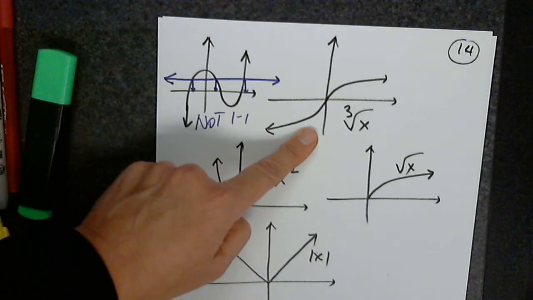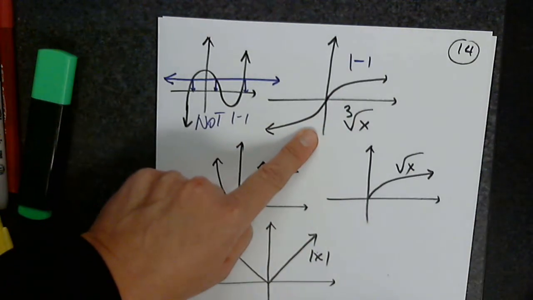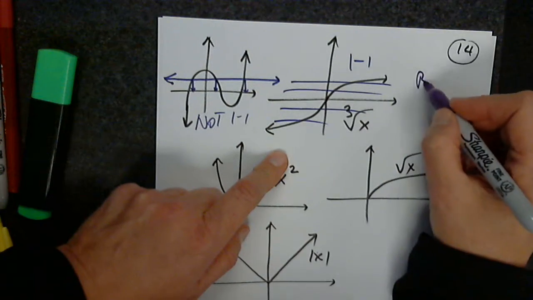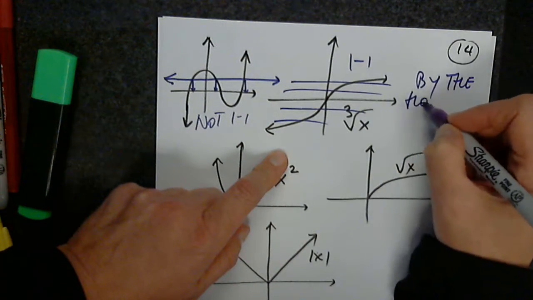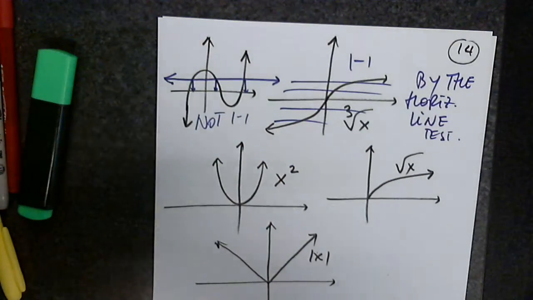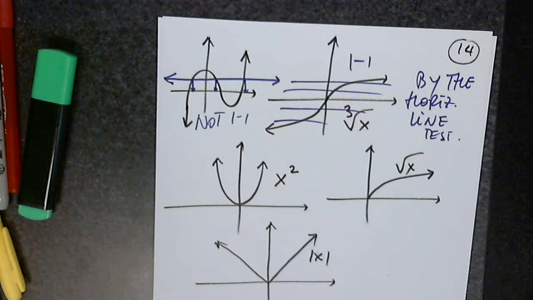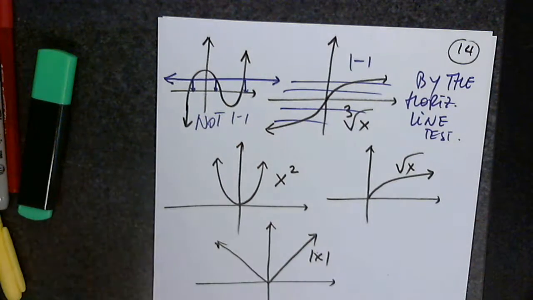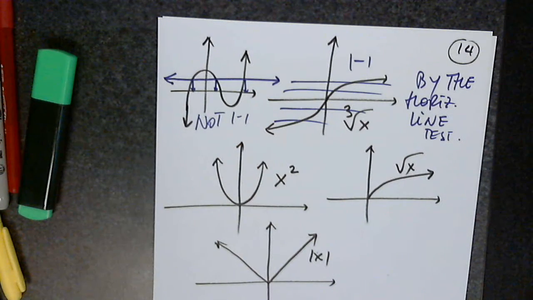Is this function one-to-one? It is one-to-one. Will it have an inverse function? By the horizontal line test. What was the vertical line test all about? What did we establish with the vertical line test? Whether a graph represented a function or not. That was by the vertical line test. The horizontal line test tells us whether the function is one-to-one or not.